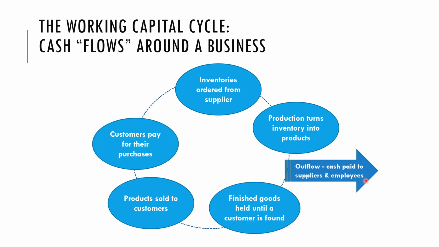Then what happens? We have our finished product, and that will sit on our shelves until a customer arrives and we sell it to them. Then the product is sold to the customer, then the customer pays for their purchase, and then finally we receive the cash inflow. But if you look at the cycle, the outflows have gone out first and the inflows have come in later. So there's a short period of time, or potentially a period of time, where we've paid out but we haven't seen the money in. So we need to have some working capital. We need to have some cash to start with so that we can meet these outflows.